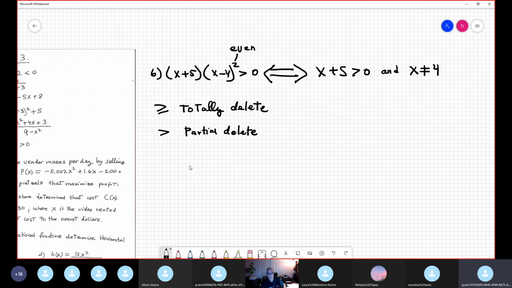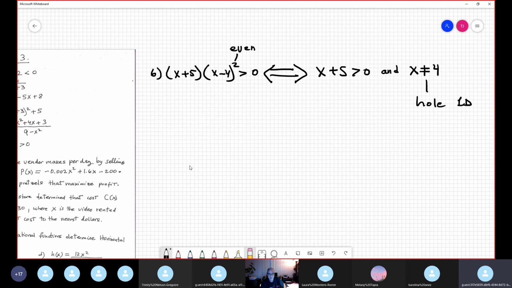Why not 4? Because 4 minus 4 is 0, and 0 is never greater than 0. That is the reason you need to put this restriction. But this is easy because this represents a hole. But a hole in one dimension, not in two dimensions. It's a different hole. It's undefined.